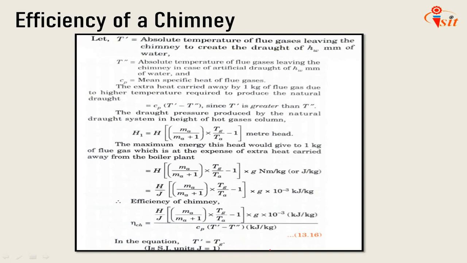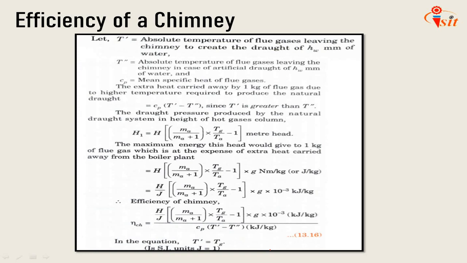This indicates that the draught is created at the cost of thermal efficiency of the boiler plant installation, since a portion of the heat carried away by flue gases to produce the required draught could have been used either in heating the air going to the furnace or heating the feed water going to the boiler. That will improve the thermal efficiency of the installation. So how to calculate that efficiency?